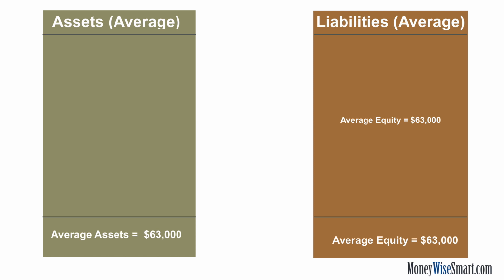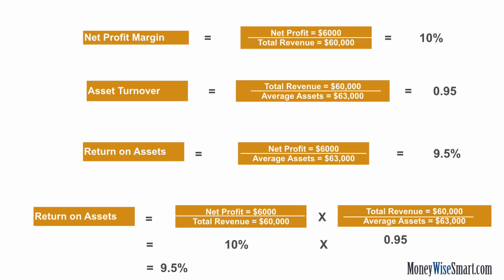So what have we got? Our net profit margin is 10% as shown here. The asset turnover, which is nothing but the total revenues divided by the average assets, that is 0.95. Asset turnover is nothing but the ratio of the revenues generated in the year using the average assets of the business. So essentially, how many times have we turned over the assets to generate the total revenues? So here we have turned over the assets 0.95 times.